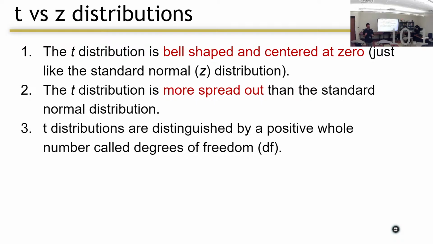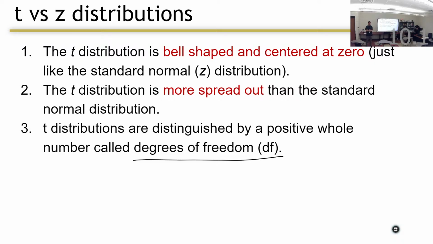T distributions are not constant like z's. Z's are z's. If you're 1 standard deviation away, you're 68%. If you're 2, you're 95. If you're 3, you're 99.7. T's change. They're going to be distinguished by what we're going to call degrees of freedom, or DF. DF is going to determine how wide that thing is. If it changes the width, it changes the height. If you squeeze it in, it goes taller. If you open it up, it goes shorter. They're all centered at 0.